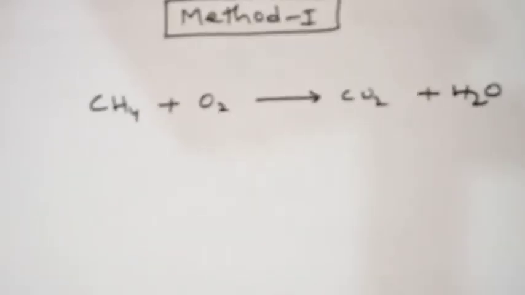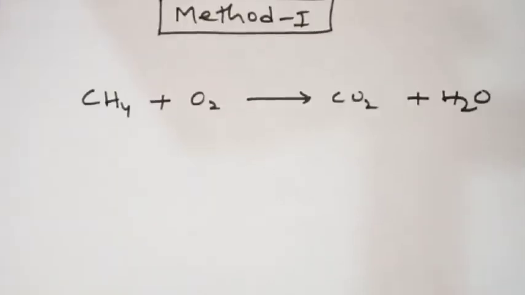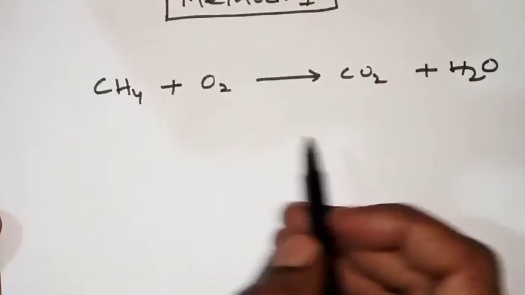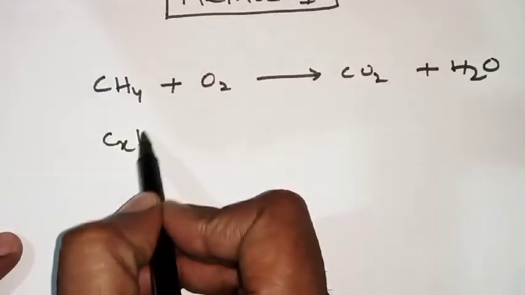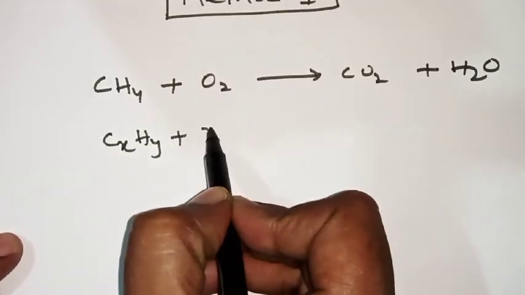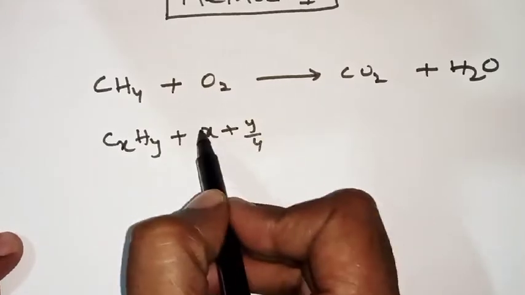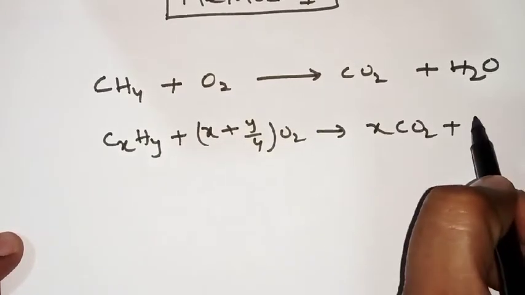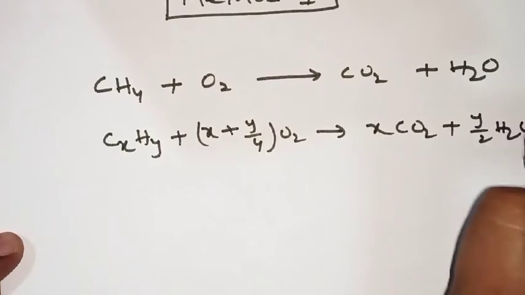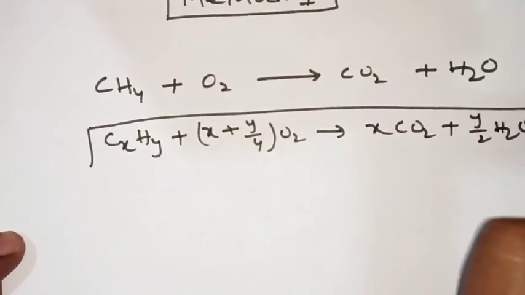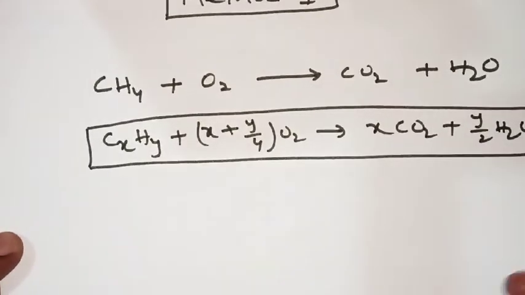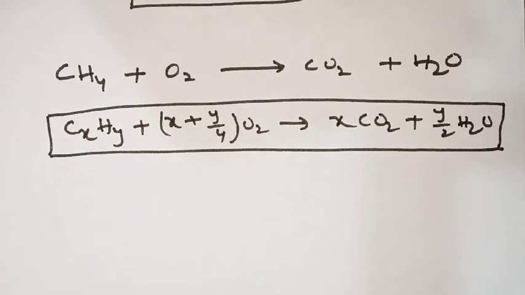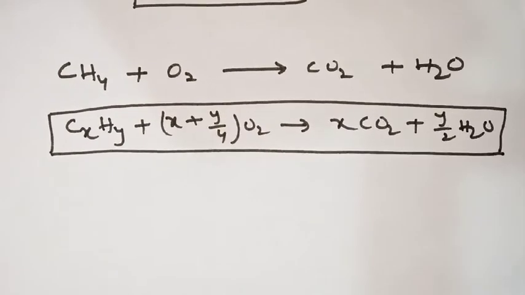For this kind of reaction, there is one shortcut trick. You have to remember that formula: CxHy plus (x plus y by 4) O2 gives x CO2 plus y by 2 H2O. If you remember this equation, you will never get confusion about balancing a chemical equation of a hydrocarbon with respect to O2. Is it clear?